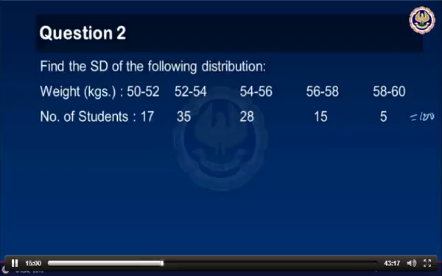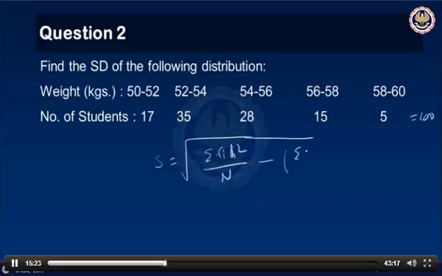Now we are going to compute the standard deviation for this given data with the help of the deviation method. Let us look at the formula: the square root of (summation of fi di square by N minus (summation of fi di by capital N) whole square) into class interval C, the length of the class interval. In the next slide, we can compute this formula. Let us look at it in the next slide.